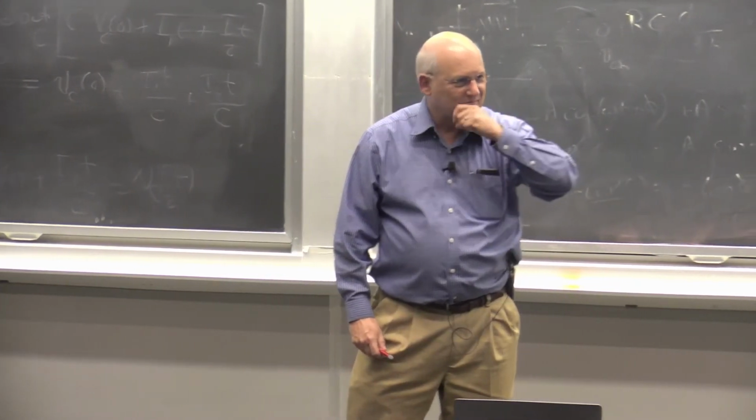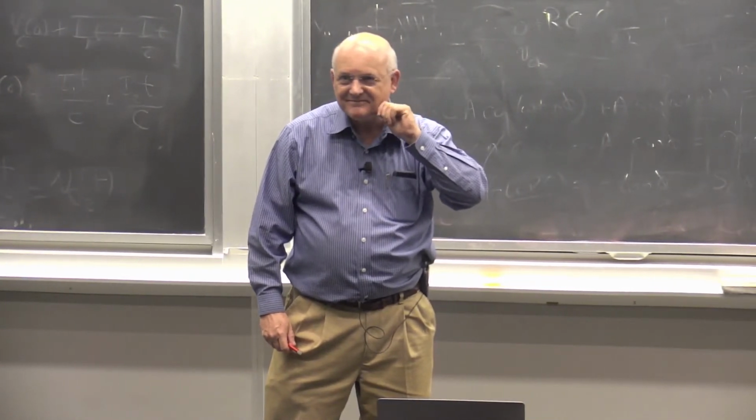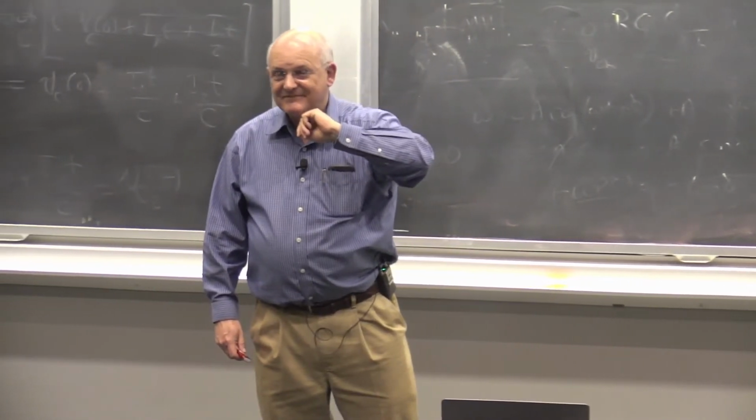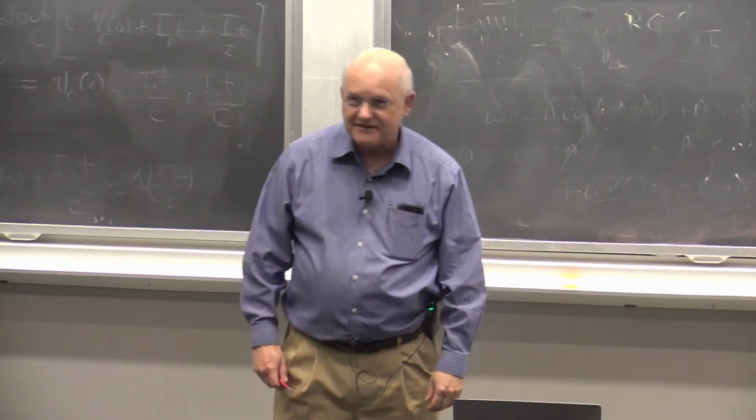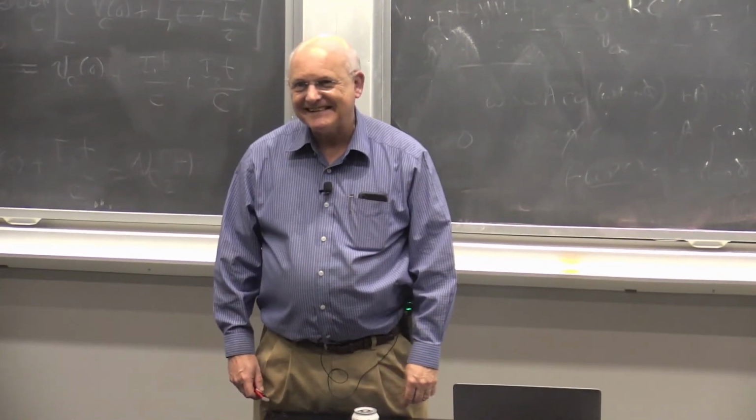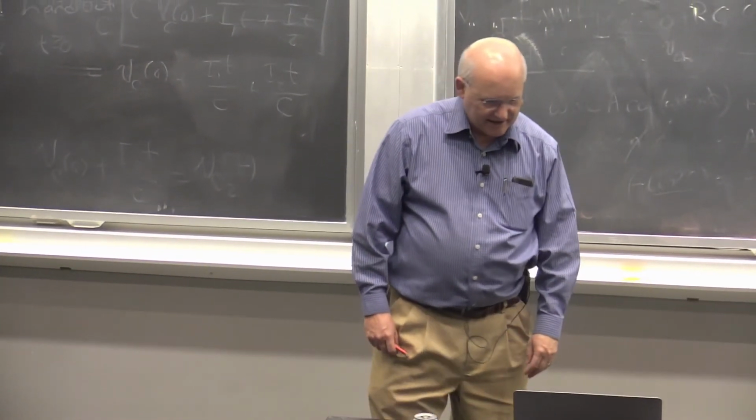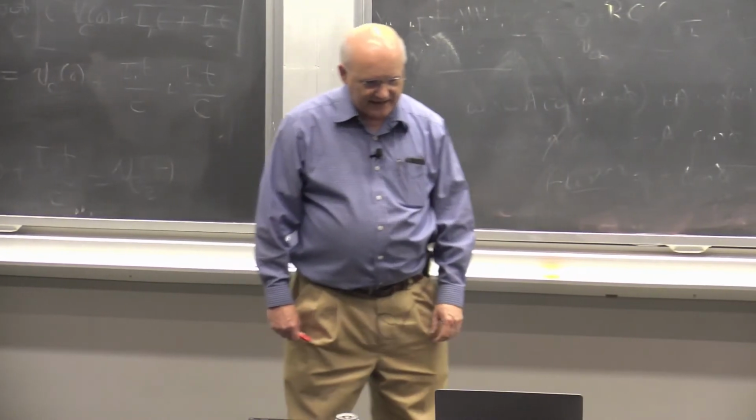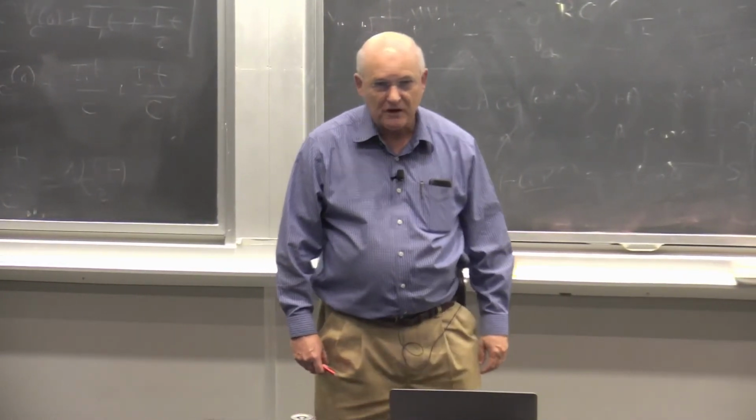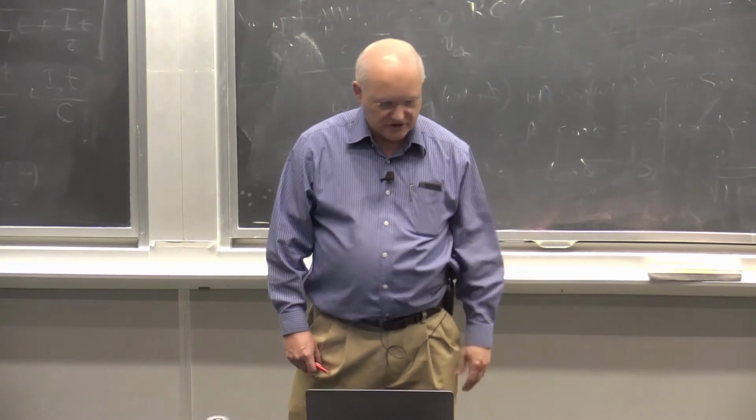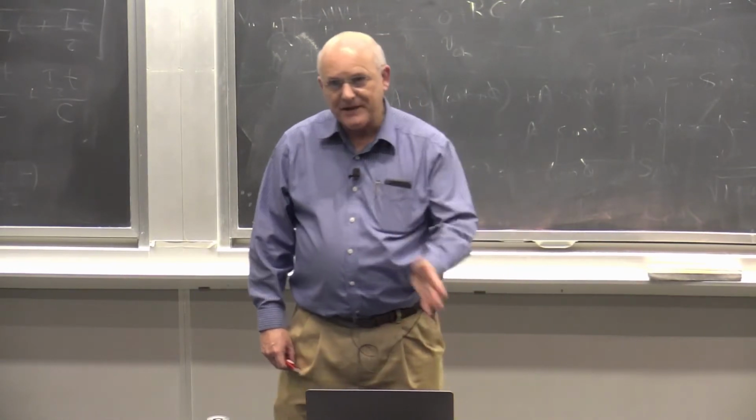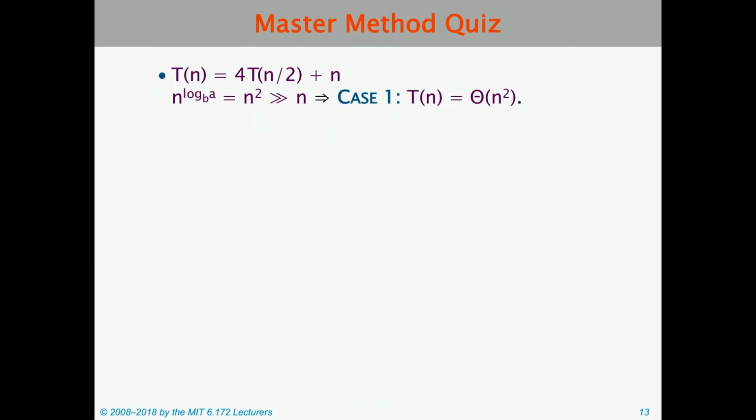Okay, so what's the solution here? It's case 1, and what's the solution? N squared, very good, yeah. So n to the log base b of a is n to the log base 2 of 4. Log base 2 of 4 is 2, so that's n squared. That's much bigger than n. So it's case 1, and the answer is theta n squared. Okay, pretty easy. Okay, how about this one?